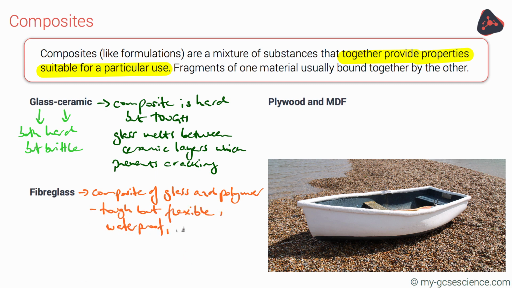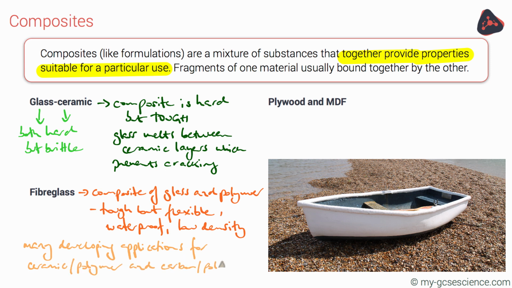It's also waterproof and low density, so fiberglass is often used for things like kayaks and sailboats, and it can be used for strengthening sports equipment that also needs to be light. This is just one type of example of a polymer composite, but there are many more useful applications for this type of composite, such as ceramic polymer composites and carbon polymer composites, which can even be made to conduct electricity.